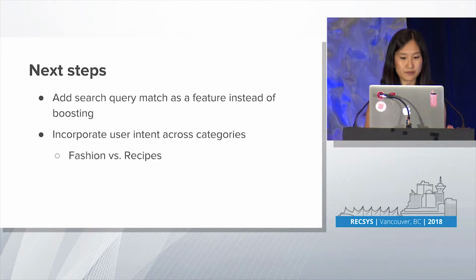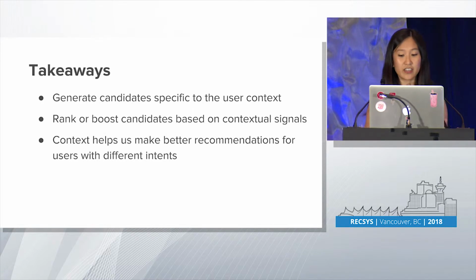From this project, we learned that incorporating user context can significantly impact user engagement with our recommendations. Taking context into account in candidate generation can help us fetch the most relevant content to what a user is looking for. In addition to that, using contextual signals during ranking and boosting can help us surface the best candidates. Especially for a versatile recommender system like related pins, context helps us better understand the user's intent and make better recommendations for every use case.